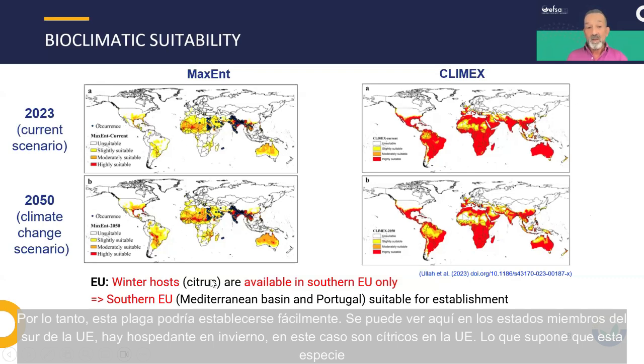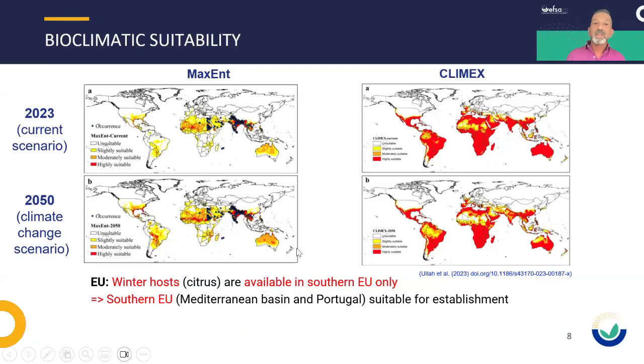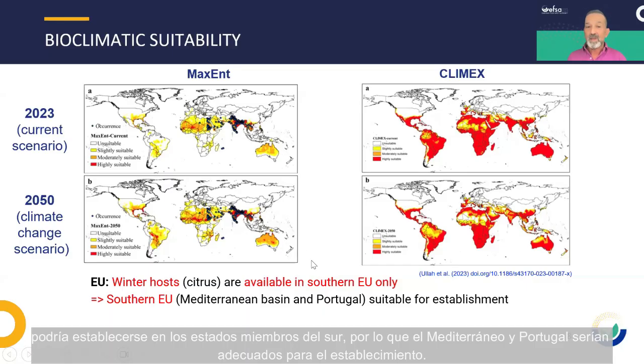You can see here in southern EU member states, provided that there's a winter host. This is citrus. So basically in the EU, this species is supposed to potentially establish in southern member states. So the Mediterranean and Portugal would be suitable for establishment.